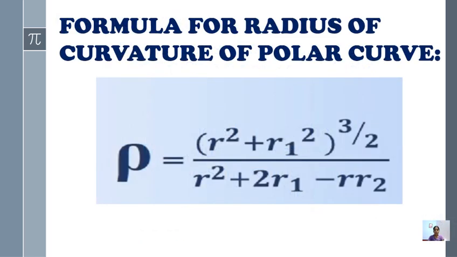Formula for radius of curvature of polar curve is rho is equals to r square plus r1 square to the power 3 by 2 divided by r square plus 2 r1 square minus r into r2.